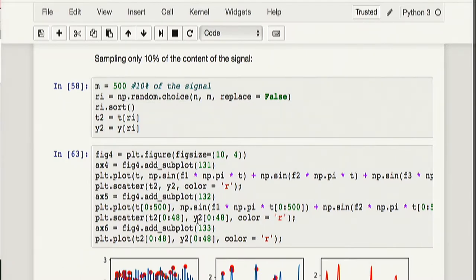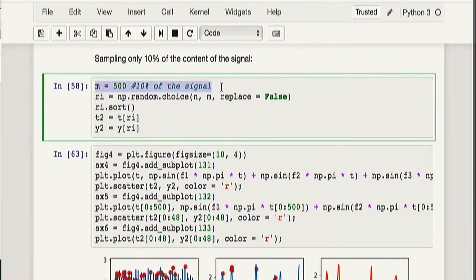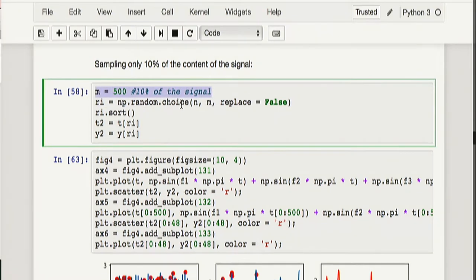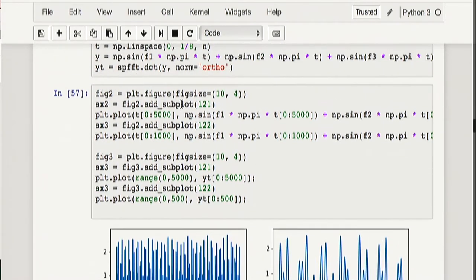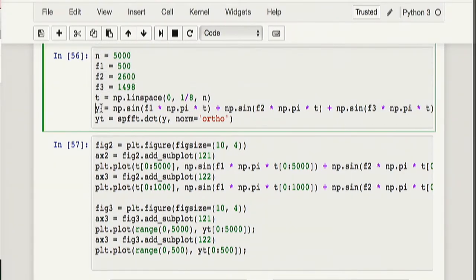So, trying to reproduce what compressed sensing does, what we are doing is selecting only 10% of the original signal. The original signal was created in here, in the code, as you can see. This is the original signal, the sum of the three pure tones. And if I only take 10% of that signal, this will be the second signal created in here. This signal.